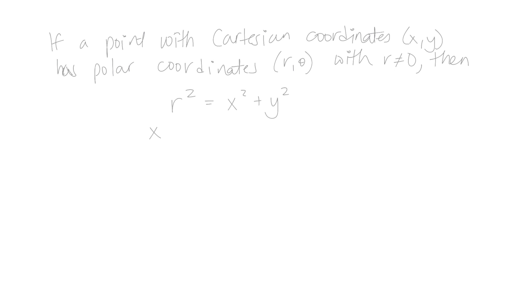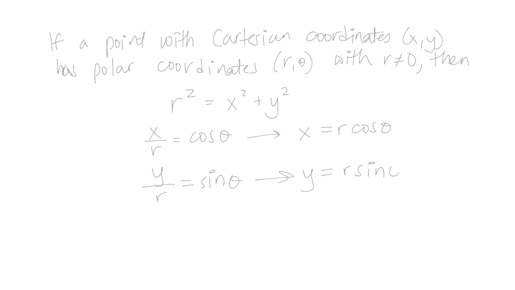Okay, x over r equals the cosine of theta, which equivalently is that x equals r cosine of theta. y over r equals sine of theta, and equivalently y equals r sine of theta. And tangent of theta has to equal y over x, that opposite over the adjacent. So this is basically what I use to change the points back and forth. And you could use these as well.